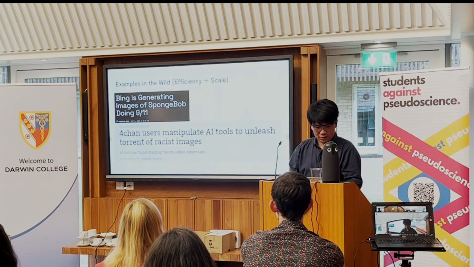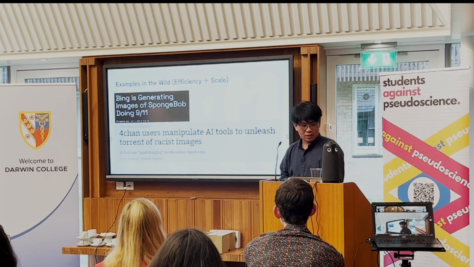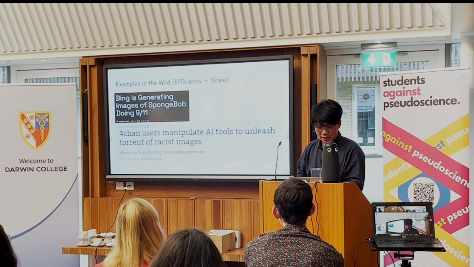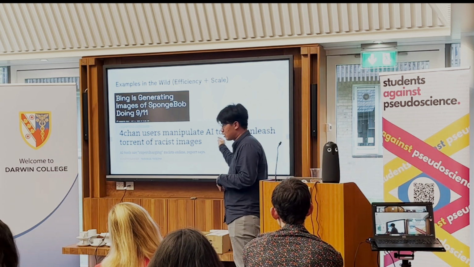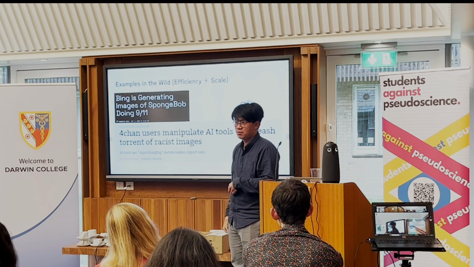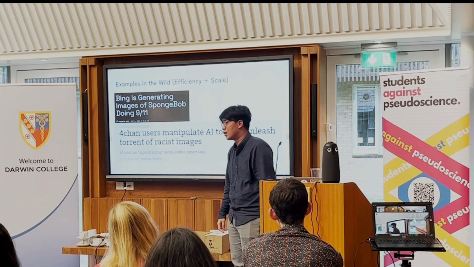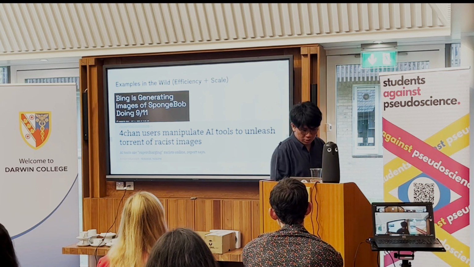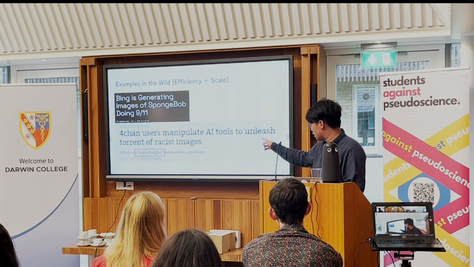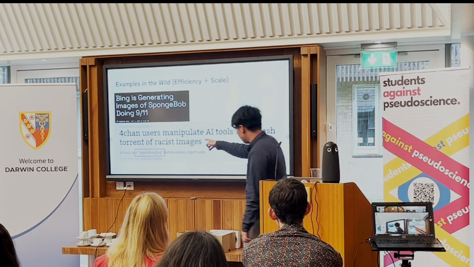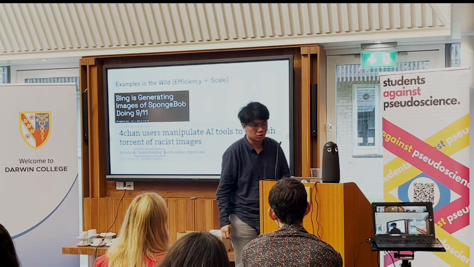And then we have even more: Bing is generating images of SpongeBob doing 9/11. And 4chan users manipulate AI tools to unleash a torrent of racist images. There's a quote here which hasn't made it onto this PowerPoint, but it says something like, "Join us, we're creating propaganda, it's cozy and fun." It was cozy, and it was certainly fun. But the last word I want to focus on here is "supercharging" racism online, and you can notice they put scare quotes around it, which means it's important and true.